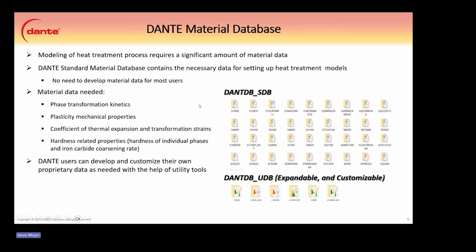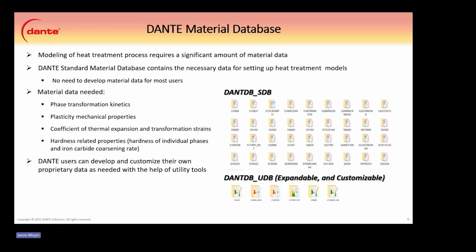Next, we have the Dante material database. The modeling of the heat treatment process requires a lot of data, across large temperature ranges, in order to have an accurate model. So we need the phase transformation kinetics, the plasticity and mechanical properties, the coefficient of thermal expansion, and then the transformational strains that occur for each material, and then the hardness related properties like different phases and the iron carbide coarsening rates and stuff like that. For the most part, we have a wide range of materials here. I think it was over 70 or so standard grades last I checked.